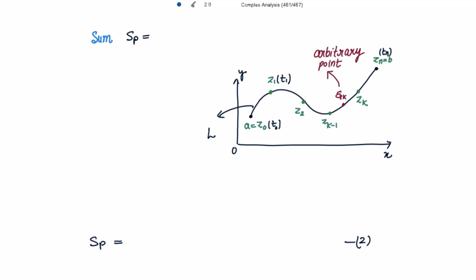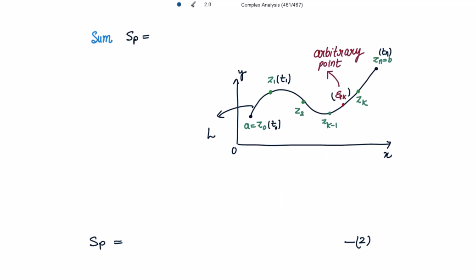So these are the points on the arc L, where xi k is any arbitrary point lying in each of these intervals. From z0 to z1, we take the point to be xi1, let's say. From z1 to z2, it is xi2, and so on. We can take xi k to be any arbitrary point. We can give any value to this point xi k. Xi k can be taken as zk, or it can also be taken as zk minus 1. You can take any point to be xi k.